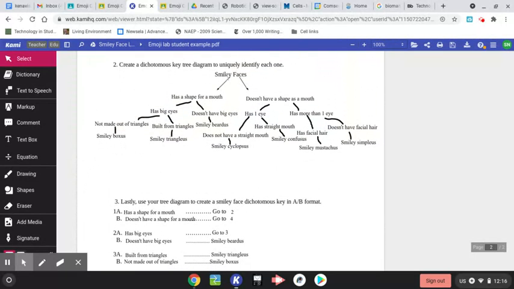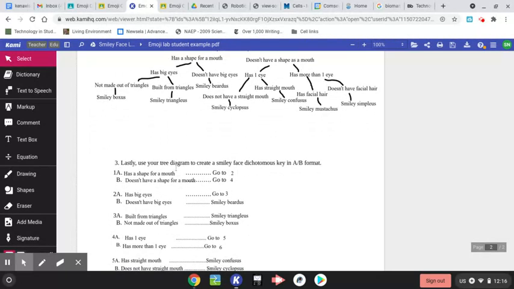So basically the first 1A and 1B should be has a shape for a mouth, does not have a shape for a mouth. And so when I look here, has a shape for a mouth, doesn't have a shape for a mouth. Okay, one group at a time. So I'm then going to write go to 2. Okay, I'm not going to worry about this yet. I know it says go to 4, but if I was building this, there would be nothing here. Okay, so has a shape for a mouth, go to 2.